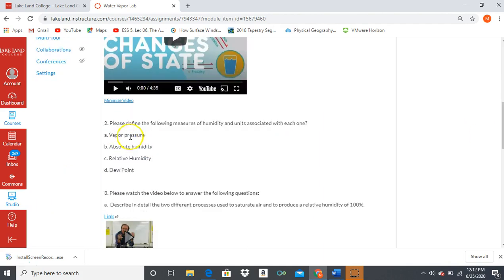Question 2 is another terminology question, a very easy question. Basically, all indicators of ways in which we describe how much water vapor or humidity is in the air, and the way in which we describe the units and the way in which we measure that humidity: vapor pressure, absolute humidity, relative humidity, and dew point. These are all ways of measuring water vapor, which is basically water in the air in the gas form, and these are all ways in which we measure it.